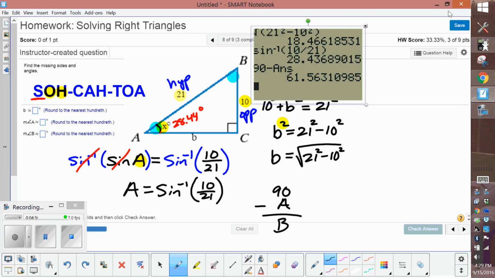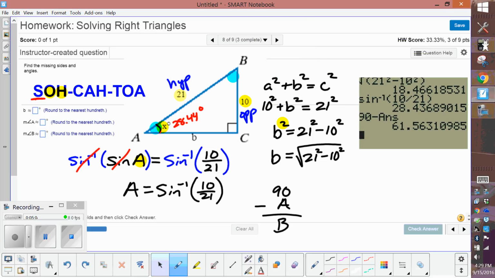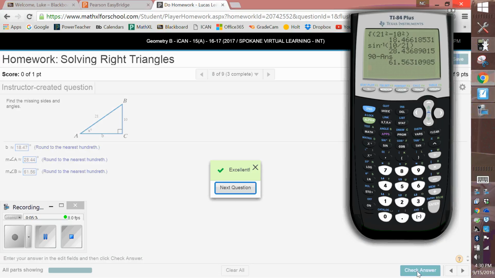I'll move this calculator for now. Remember, it's very important that we round appropriately. I need to round right there, and that'll turn to a 7. I need to round right there, and that'll turn to a 4. I need to round right there, and that will stay a 6. So bring my calculator back up. I'm going to go to the screen, make sure I typed everything in correctly. B is 18.47. Angle A is 28.44 degrees, and angle B is 61.56 degrees. I will check my answer, and it looks great.